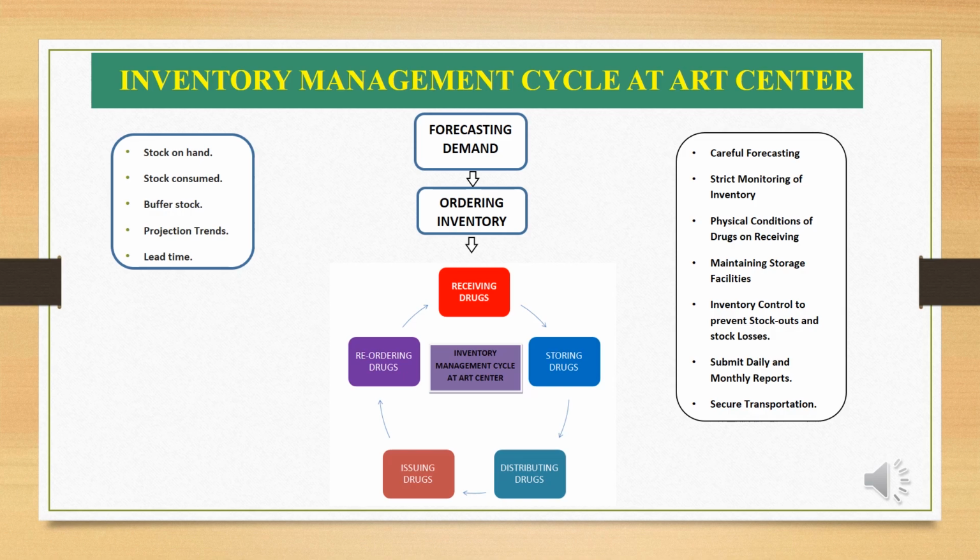What are the things to consider? We have to consider the stock on hand, stock consumed, buffer stock, projection trends, and lead time. Then we have to be very careful in forecasting. We have to strictly monitor the inventory. We have to be very careful about the physical condition of the drug received.